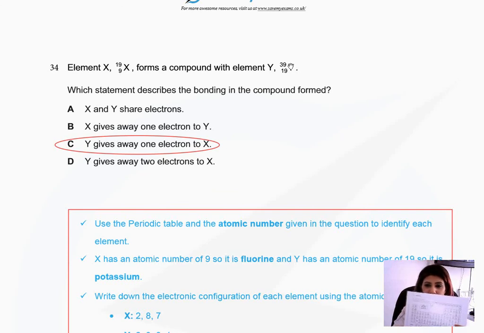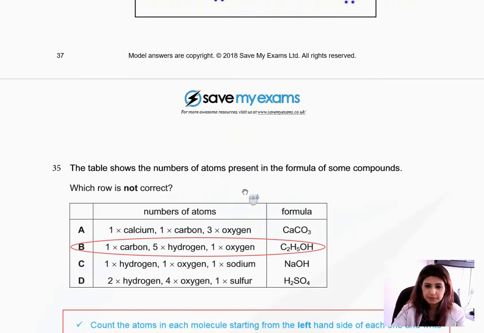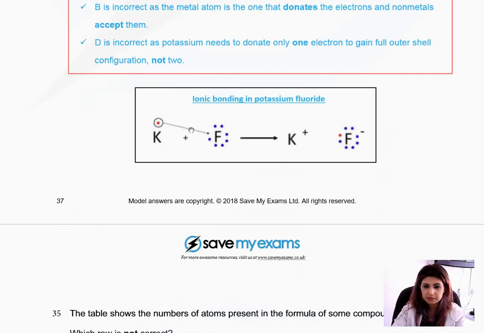So we have here potassium, and this is fluorine. Remember, the metals are the ones which give electrons, and if potassium is in group 1, it has to give 1 electron away to the fluorine. So that's why we say Y, which is potassium, gives away 1 electron to the fluorine. It's a bit like this. Give it down here.